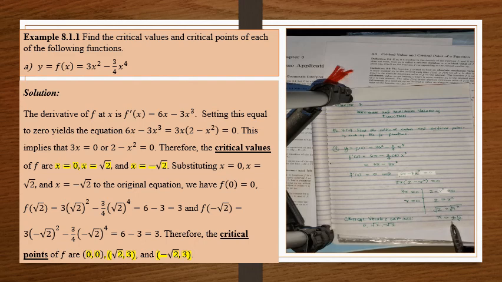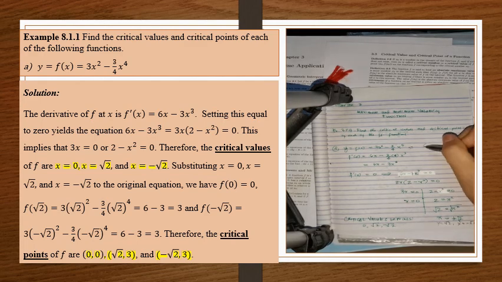Kasi ito, di ba dalawa ito? x here is equal to positive square root of 2, and x is equal to negative square root of 2. So, all in all, ang critical values natin is 0, square root of 2, and negative square root of 2. To get the critical points, etong nakuha natin na critical values class, substitute nyo lang dito sa original na function.